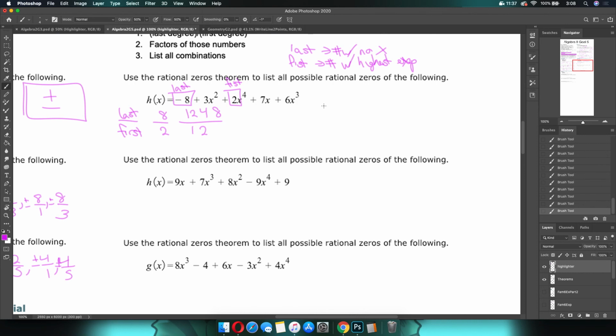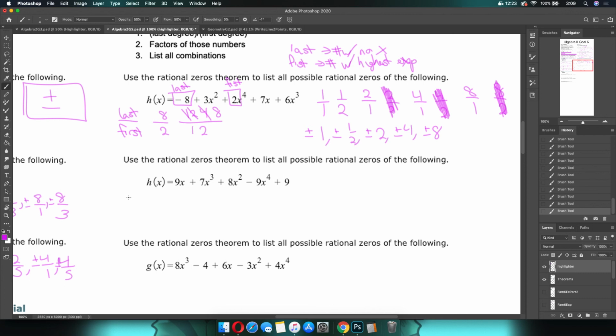So we have 1 over 1, okay, and then 1 over 2. Then next up we have 2 over 1 and 2 over 2. 2 over 2 simplifies to 1 over 1, so we don't need to worry about that, but it has been accounted for. Next up we have 4 over 1 and 4 over 2. 4 over 2 simplifies to 2, so we don't need to worry about that one. Next one, we have 8 over 1 and 8 over 2. 8 over 2 simplifies to 4. We already have that one. So now we have our complete list. Plus or minus 1, plus or minus 1 half, plus or minus 2, plus or minus 4, plus or minus 8. There we go. That's the list.